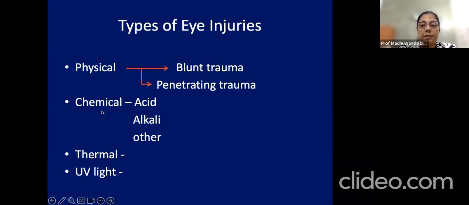Right. If we go into the types of eye injuries, we can divide them into physical injuries, which can occur due to blunt trauma or penetrating trauma. Then there are chemical injuries, which can occur due to acid, alkali, or other chemical substances. And there are also thermal injuries and injury by UV light. Out of these, I'll just ask you, which one is more damaging? Is it acid or alkali?